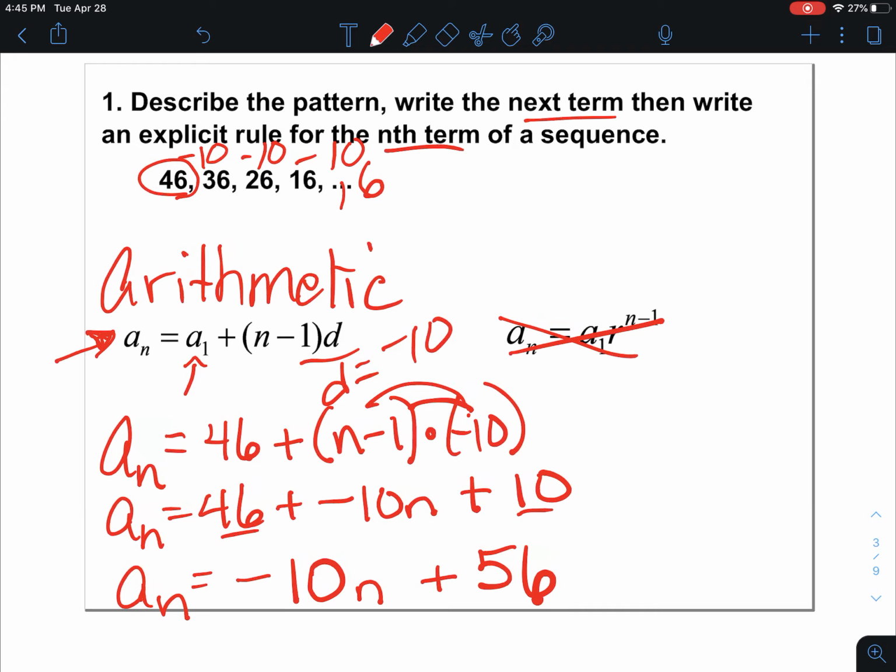Now remember that if you have an arithmetic sequence, basically if you were to graph it, you end up with a linear graph, and this is the linear form. This would be mx plus b, negative 10n plus 56. So we have a line because we had an arithmetic sequence, if we were to graph the number of terms for every term that goes with it.